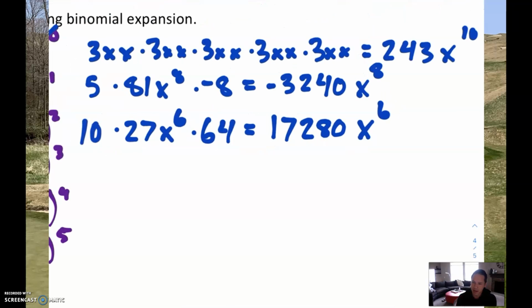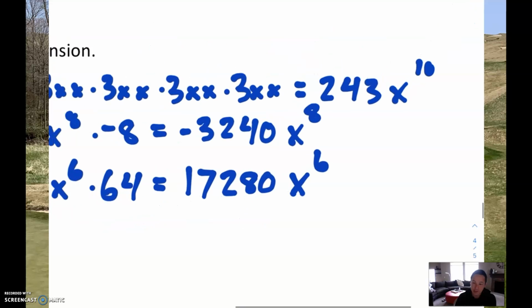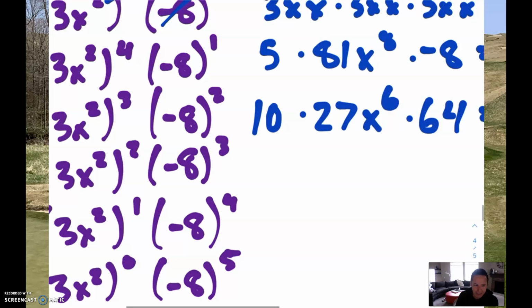Hopefully, you're noticing some patterns that go on here. The exponents go from 10 to 8 to 6. I bet you can probably figure out what the next one's going to be. It's also alternating between a positive, a negative, positive, so I bet you can figure out what the next one's going to be. And let's find that next one.